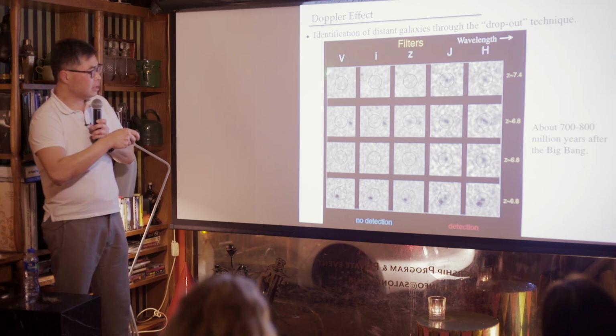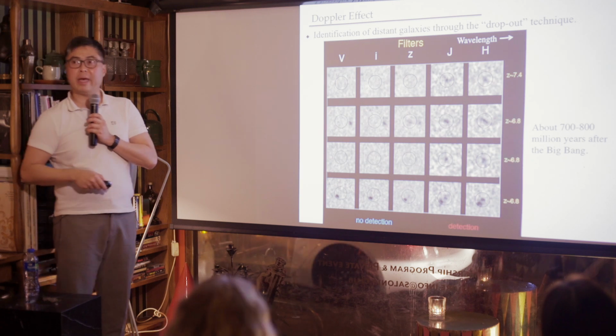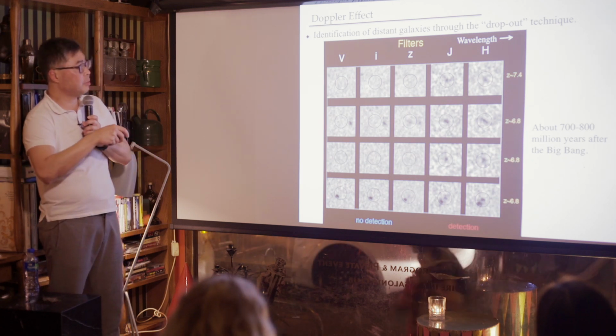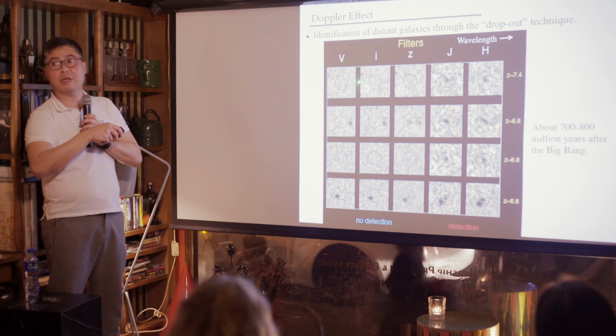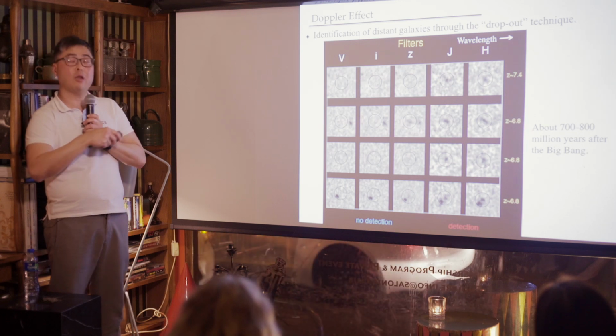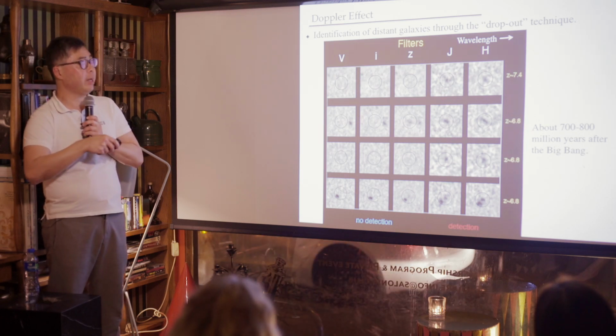Now this circle is to draw your attention to where a distant galaxy is. For example, this galaxy here, you don't see it in the optical. You don't see it in the yellow part of the spectrum. You don't even see it in the red part of the spectrum. You only see it in the infrared part of the spectrum. That tells us immediately that this galaxy must be very far away.